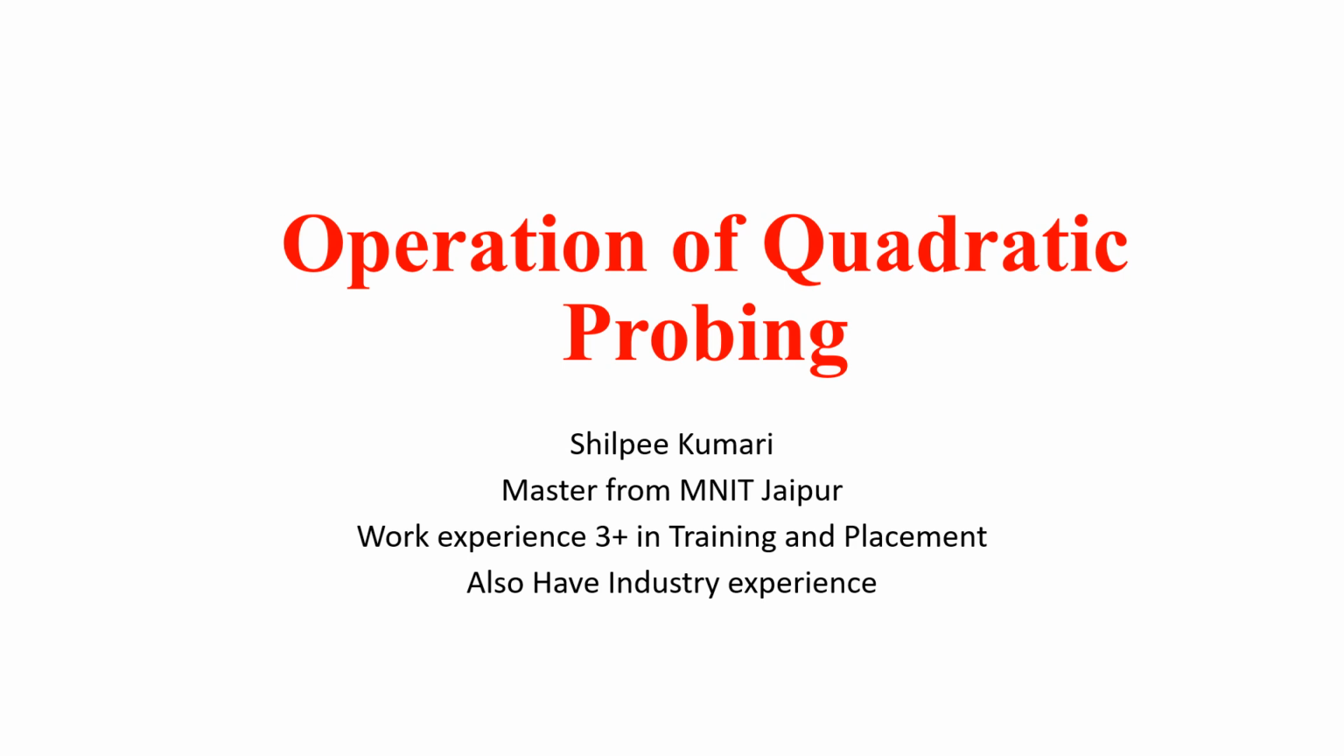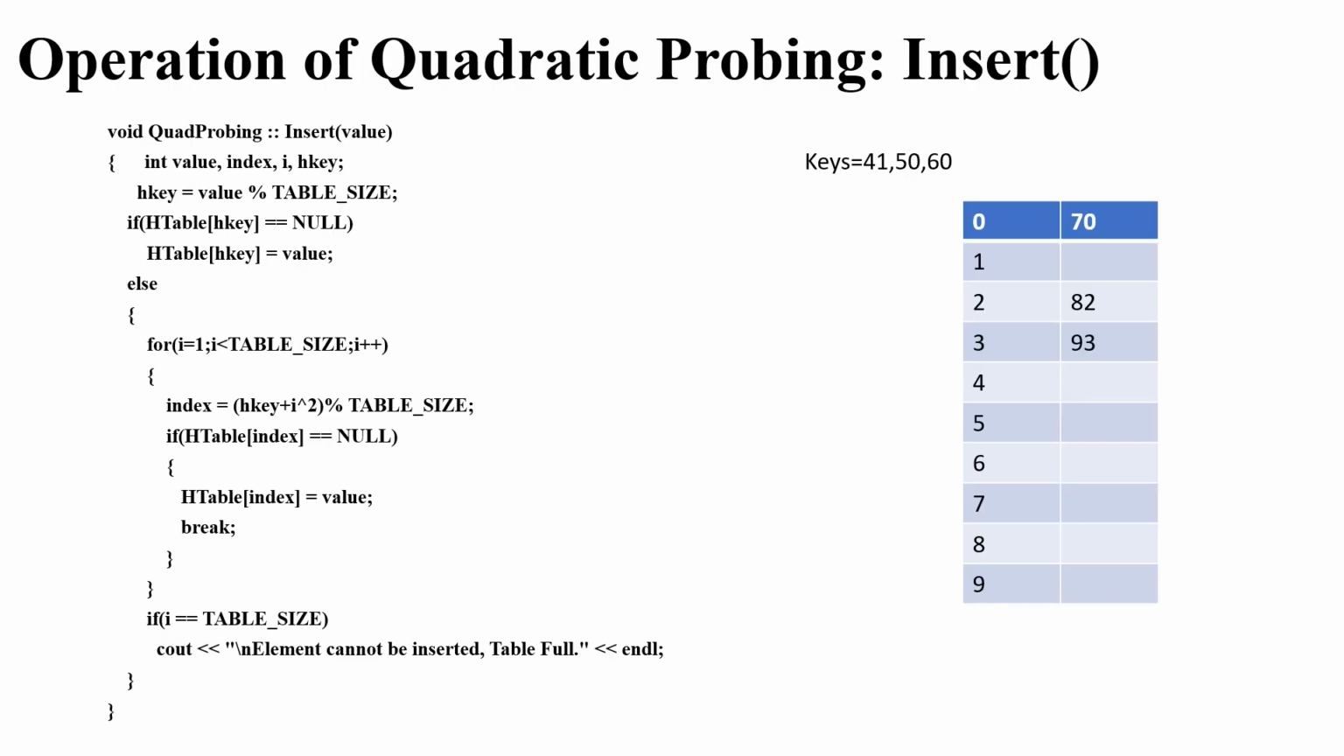Today I am going to explain the operations of quadratic probing. Mostly we will perform insertion, deletion, searching, and printing on quadratic probing. Here I will explain the insertion operation. It is almost similar to linear probing, but still I am going to explain each and every step to insert an element using quadratic probing in my hash table.